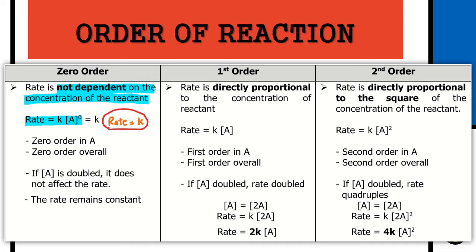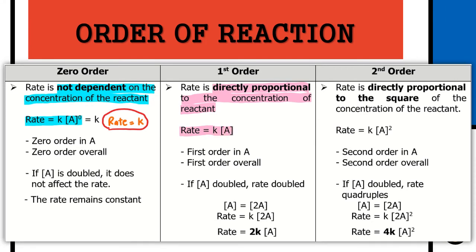Next, let's take a look at what a first order reaction is. We can say that for a first order reaction, the rate is directly proportional to the concentration of the reactant. So we can write the rate law as rate equals K times concentration of A.